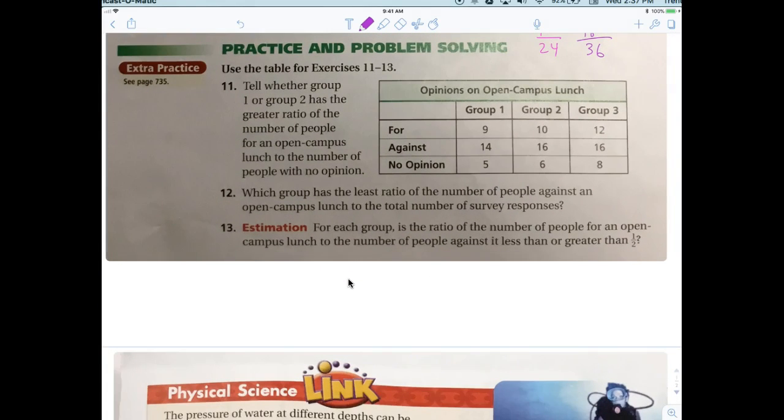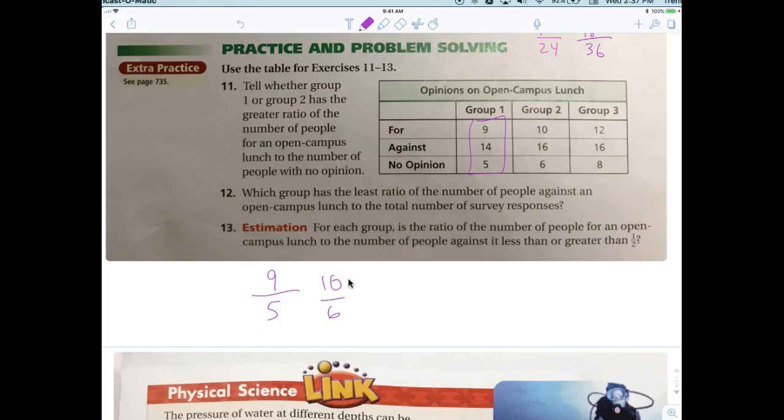Tell whether group 1 or 2 has the greater ratio of the number of people for an open campus lunch to the number of people with no opinion. How many people want open? 9. How many people have no opinion? 5. So it's 9 to 5. Do you agree with that? Now, what would it be for group 2? It would be 10 to 6.